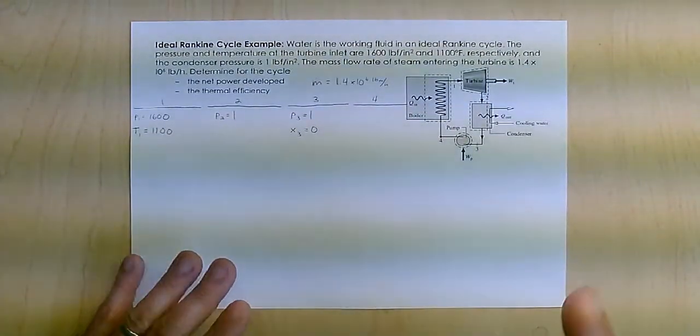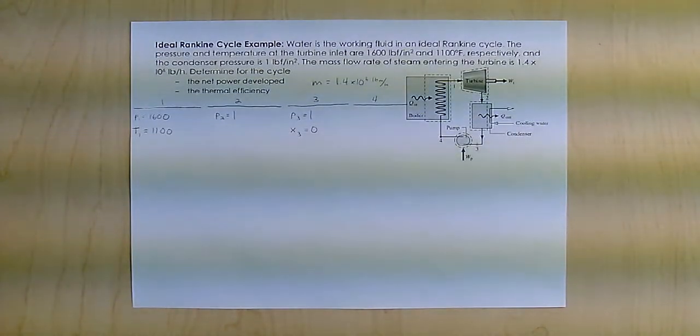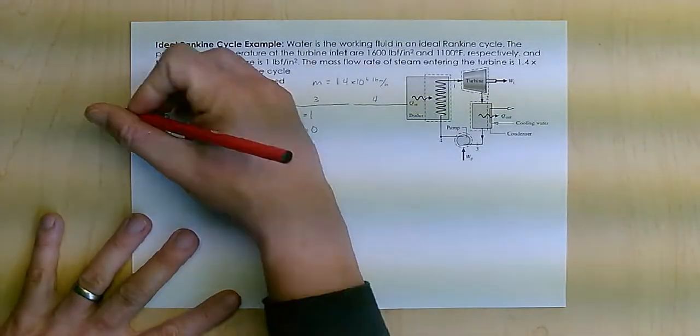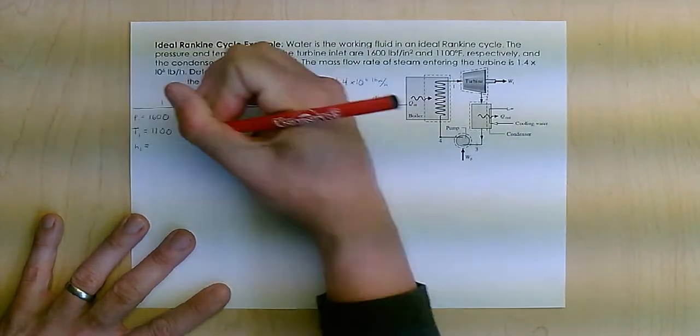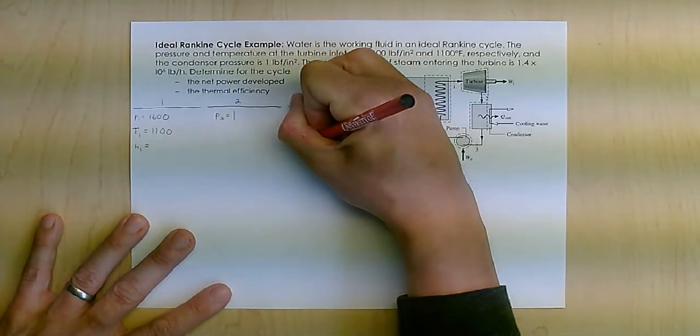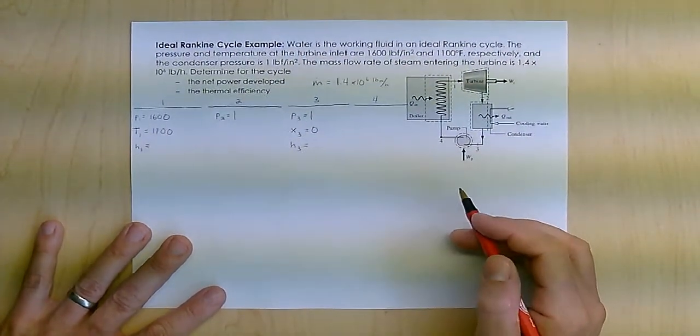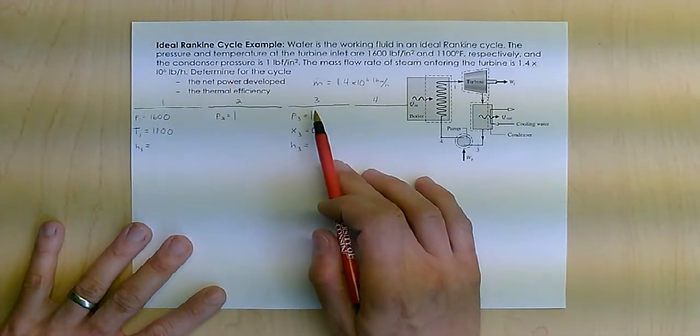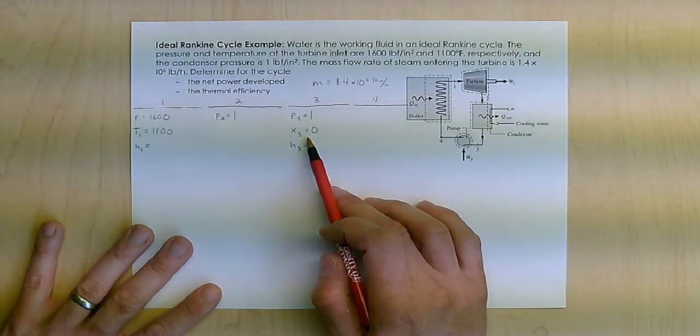So again, the first step I'm going to want to do is set my states, which is look up H values. Now, I can easily look up H1 and H3 because I have two properties. Any two properties set my states, right? Got pressure, temperature, pressure, quality right here.